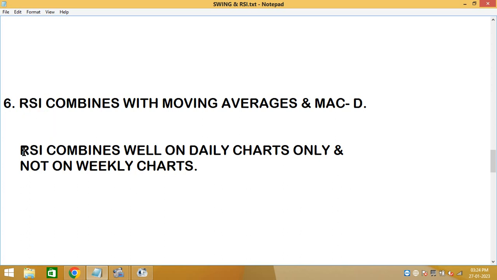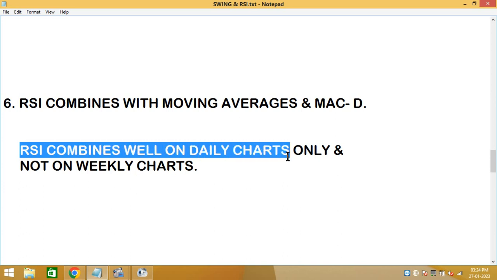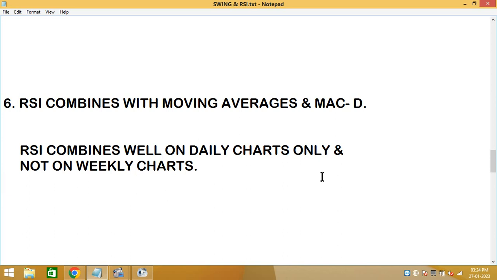Friends, there is a caveat in this. There is a little understanding required in this, that RSI works only in the daily charts. It will not work on the weekly charts. It will not work on monthly charts at all. So be very careful when I say it can combine. Everything which I am saying here today is only on the daily charts.